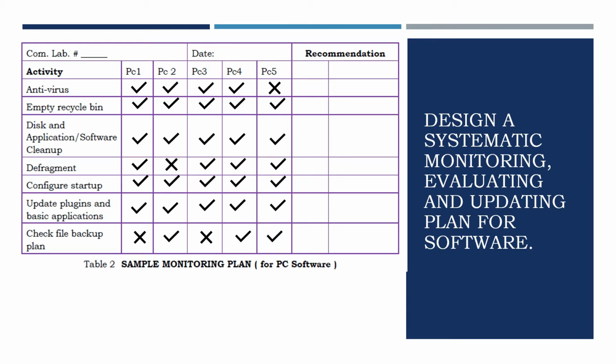So we have another check mark and X mark, and we have recommendations. On the first row, antivirus, there's an X mark on PC5. It means to say that PC5 needs to be updated. Another is the row on defragment. That is on PC2, it means that PC2 needs defragmentation. And lastly, on the last row, check file backup plan, PC1 and PC3 have issues. So the recommendation is check and confirm backup for PC1 and PC3.